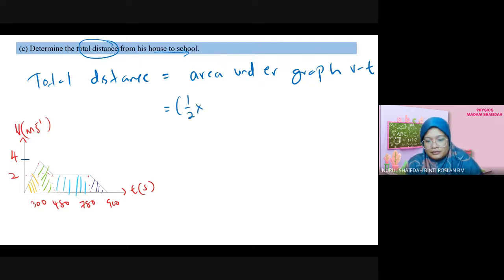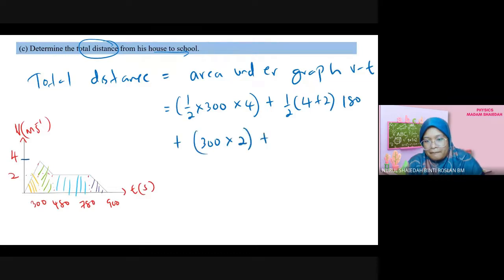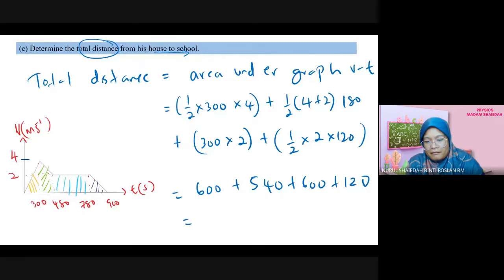For the first one, half times 300 seconds times the speed 4. We add the next, half times 4 plus 2. This one I use trapezium, 180 plus 300 times 2, plus 1/2 times 2 times 120. Okay, so this is my area under the graph. So I will get 600 plus 540 plus 600 plus 120. So I will get my total of 1680 meters.